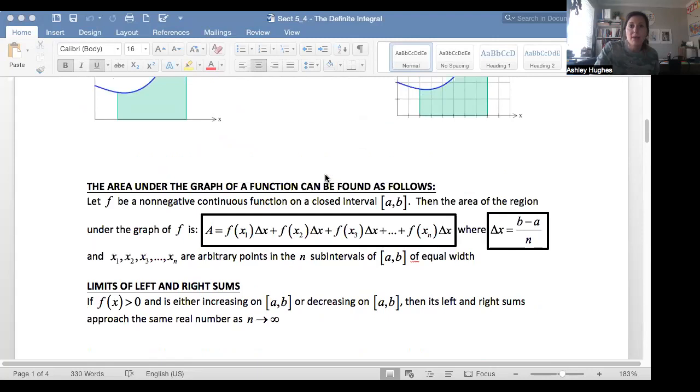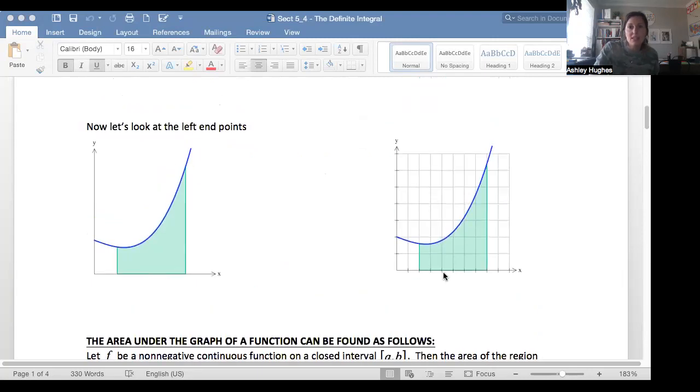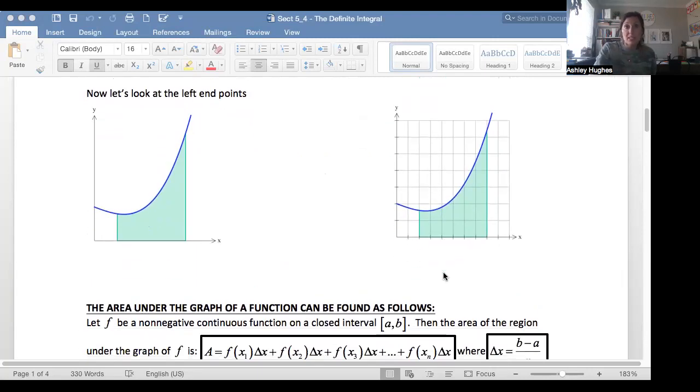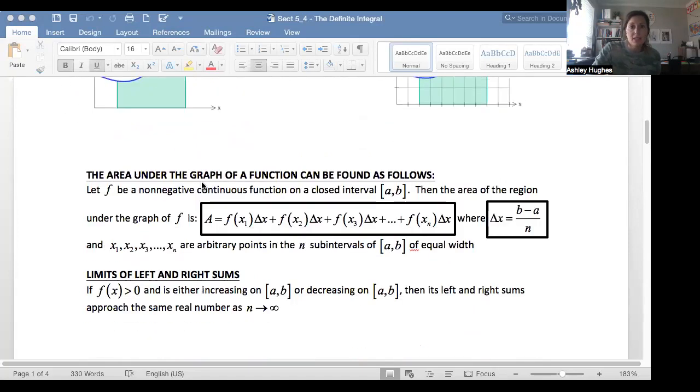So first, it's talking about how we can estimate this using what's called Riemann sums, which is essentially drawing rectangles. So if I want to figure out the area of this, I could draw rectangles and figure out the area of each rectangle and then add up that area, and that would be an approximation. So that process is called Riemann sums. That's what this scary formula is. And you can do that with the left-hand sum or the right-hand sum.